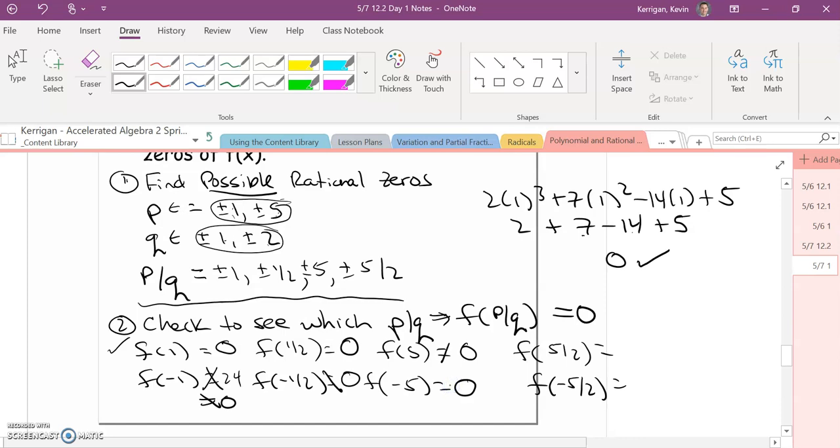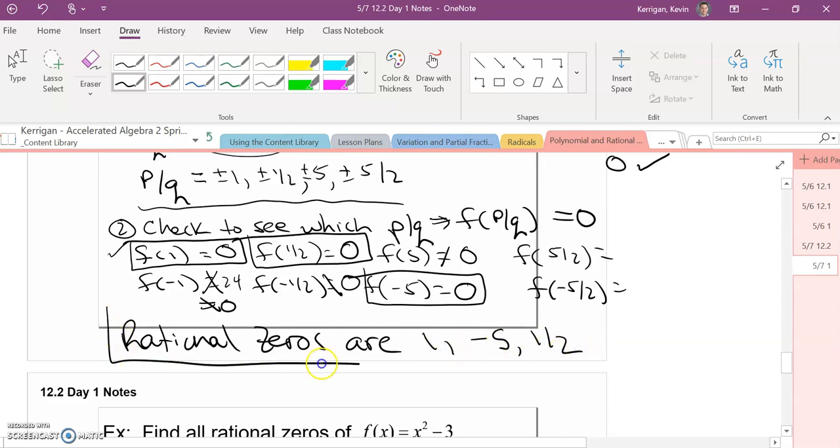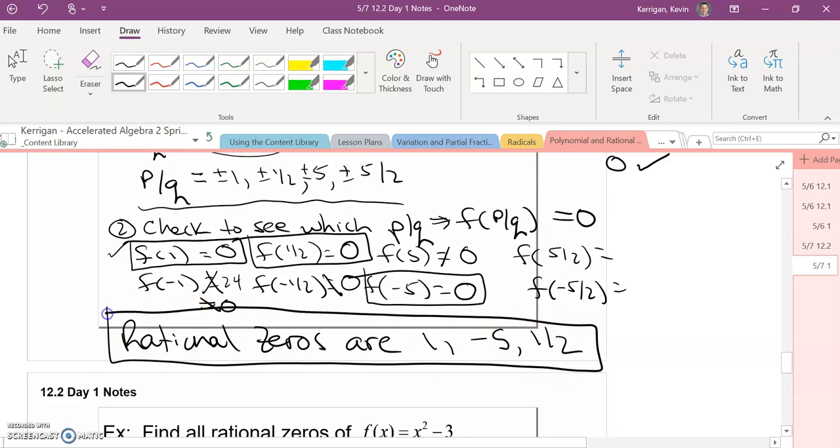Okay, so notice I got f of 1 was equal to 0, f of 1/2 was equal to 0, and f of -5 was equal to 0. So in this case, that tells me that my rational zeros are 1, -5, and positive 1/2. I found 3 of them.